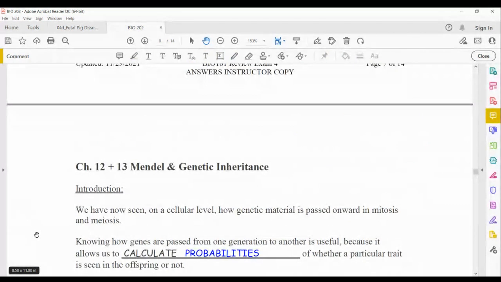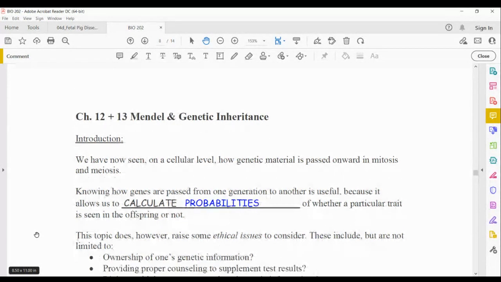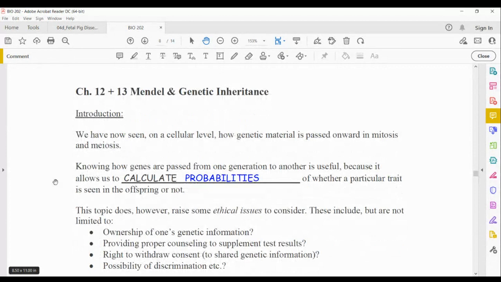What I'm going to do next is go through the remaining chapters on the material that we have covered for this course. Like I said, we will not emphasize these chapters as much on our exam, but I do think it's important that we still have a look at them.